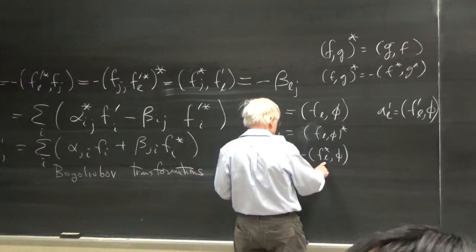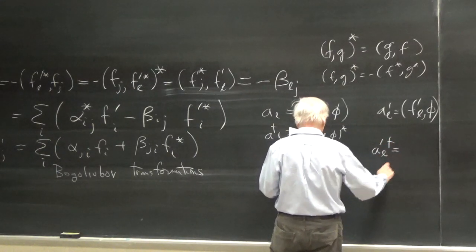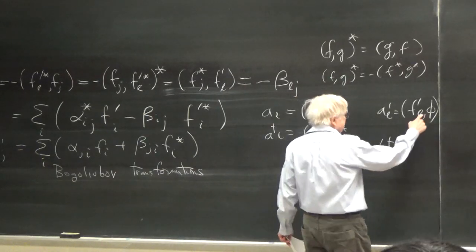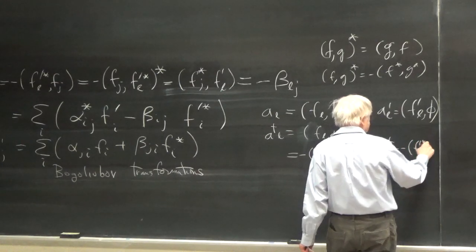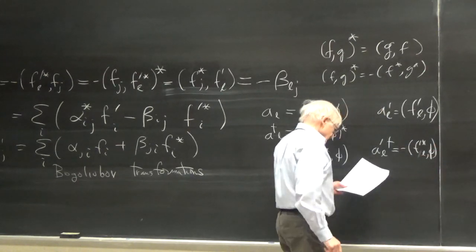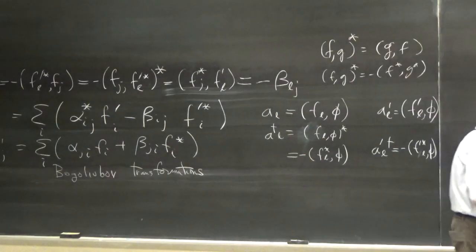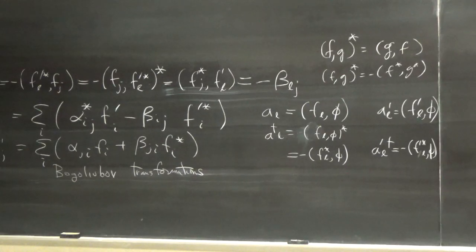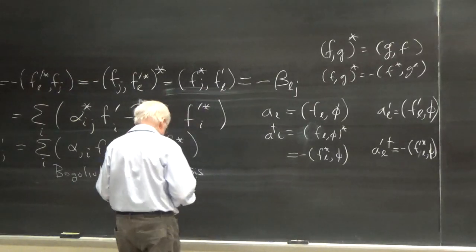So this is minus FL star phi and A prime L dagger. Well, we can do the same thing. We can take the complex conjugate effectively of that, and so we get a minus sign F prime star L phi, and indeed that's what you get in the direct calculation. Okay, so now we can ask, well, what's the relationship of these annihilation creation operators to each other?